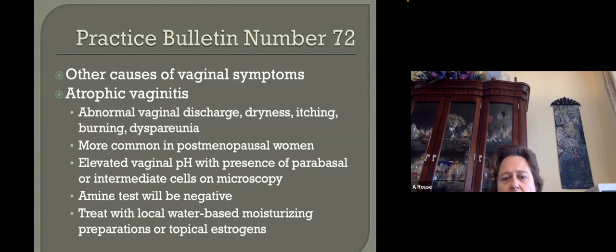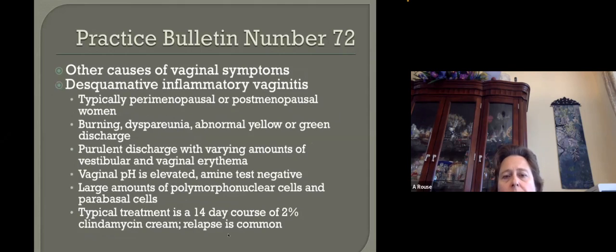So again, you're not going to have BV smell. And you're going to try first line would be your water-based moisturizers or maybe topical estrogens if appropriate. This is the weird one that you sometimes just can't find a cause. So it falls into that first slide that we had for this practice bulletin. 7 to 72% have no known diagnoses. Well, it may be process of elimination, it's this desquamative inflammatory vaginitis.